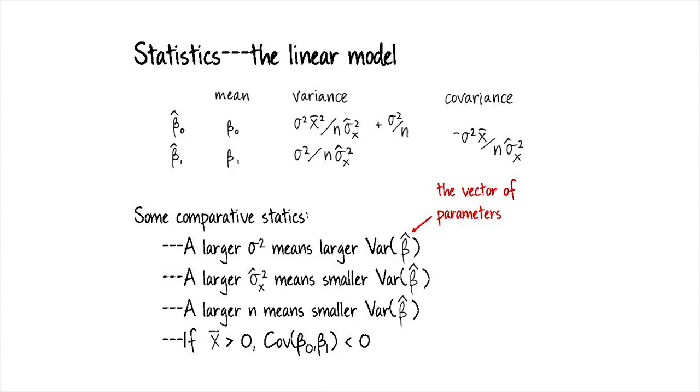Oh, and I should say, just a point of notation. I'm often going to just start sliding into matrix and vector notation. And when I say beta hat, I'm talking about the vector beta naught hat and beta 1 hat. Okay?